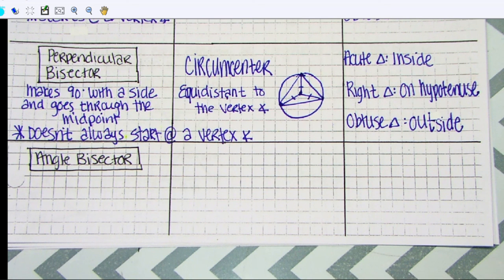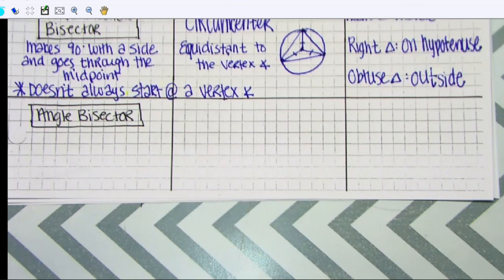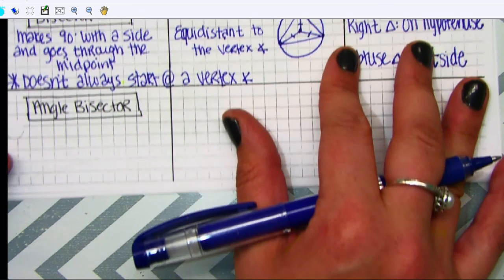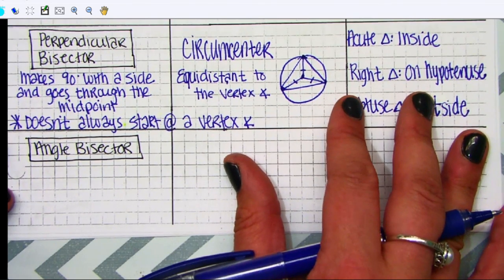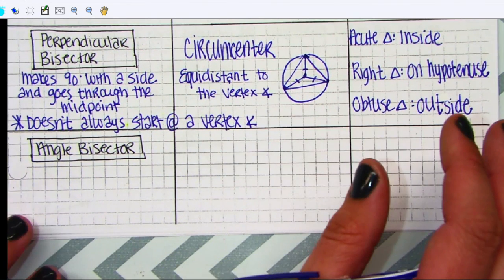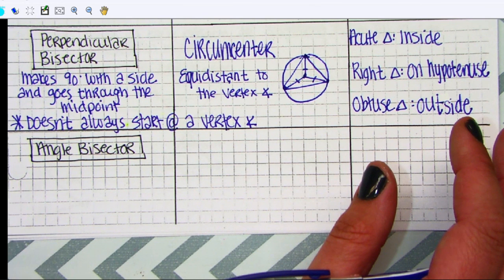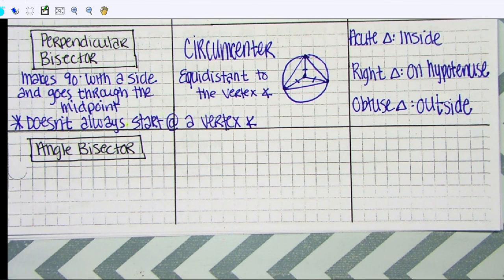Our last one is an angle bisector. What does an angle bisector do? Bisects the vertex angle. If I knew, it would be plus. I don't know what you're saying. If you knew what an angle bisector was.